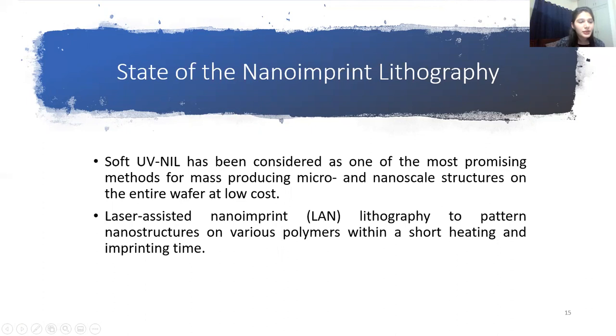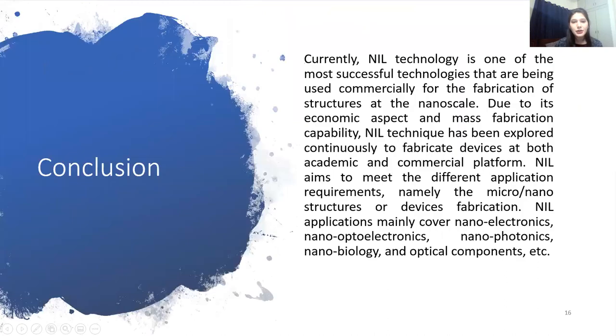Laser-assisted nanoimprint lithography can pattern nanostructures on various polymers within a short heating and imprinting time. Therefore, LADI is a good tool to pattern the nanostructures directly without etching, especially for metal materials. This novel method can overcome the patterning problem for hard solid-state metal materials, and the imprinting time is just within hundreds of nanoseconds.